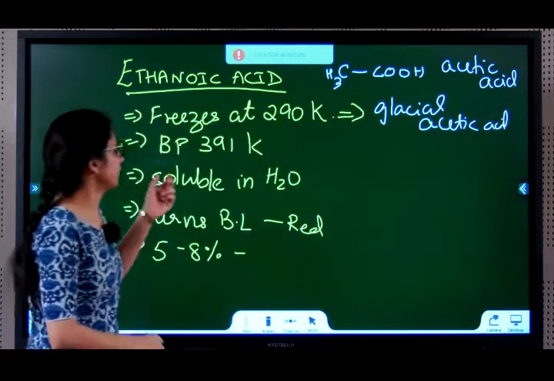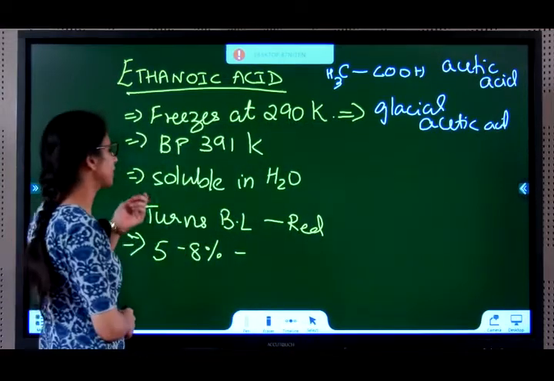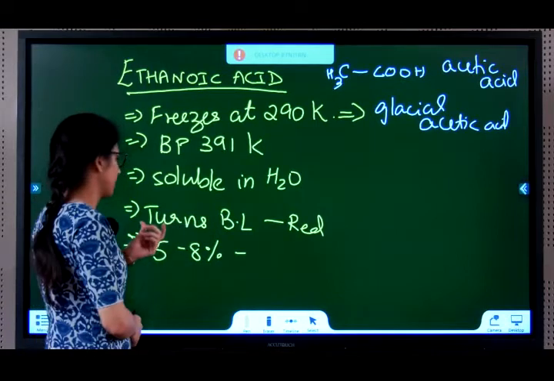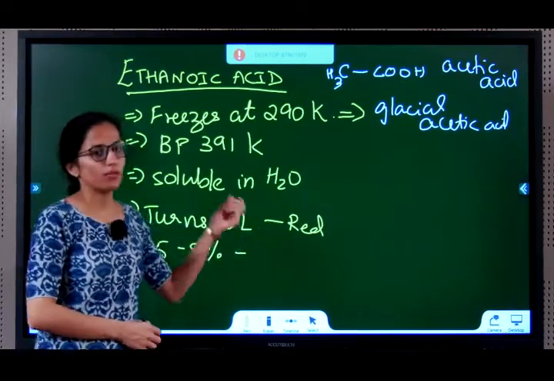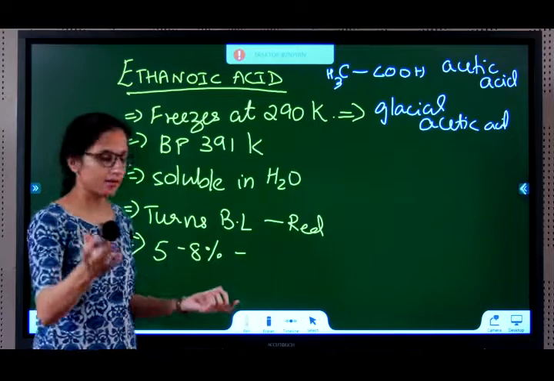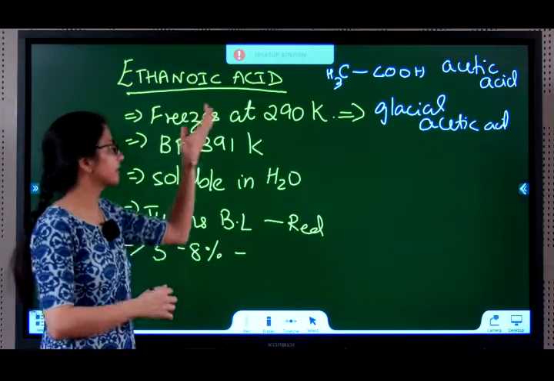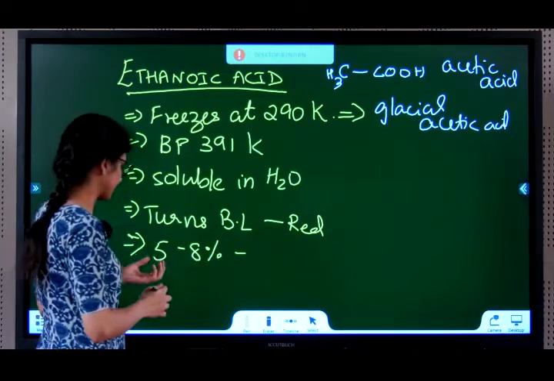The boiling point of ethanoic acid is 391 Kelvin. It is soluble in water. It turns blue litmus red. Why? Acids turn blue litmus red, so it turns blue litmus red. It is also an acid.